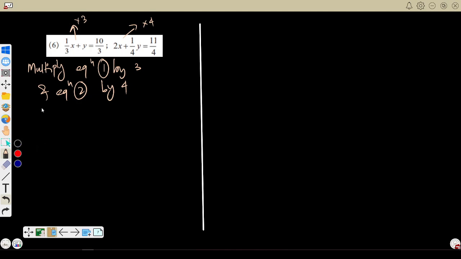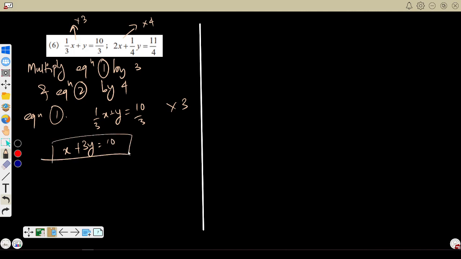So what happens? I'll write this. Consider equation number 1. Equation number 1 is 1 upon 3x plus y is equal to 10 upon 3. I multiply this with 3. So what will happen? 1 upon 3x into 3 will be x plus y into 3 will be 3y is equal to 10 upon 3 multiplied with 3 will give you 10. So this is the required equation. I mark this as 3.